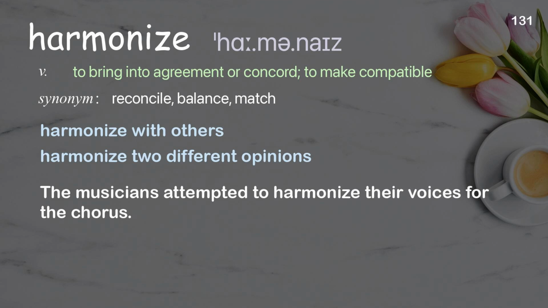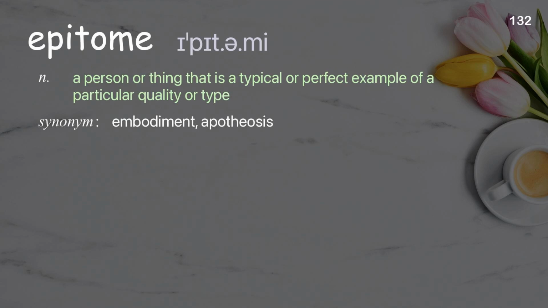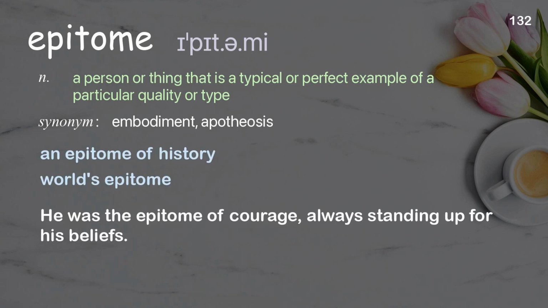Epitome. A person or thing that is a typical or perfect example of a particular quality or type. Examples: An epitome of history. World's epitome. He was the epitome of courage, always standing up for his beliefs.